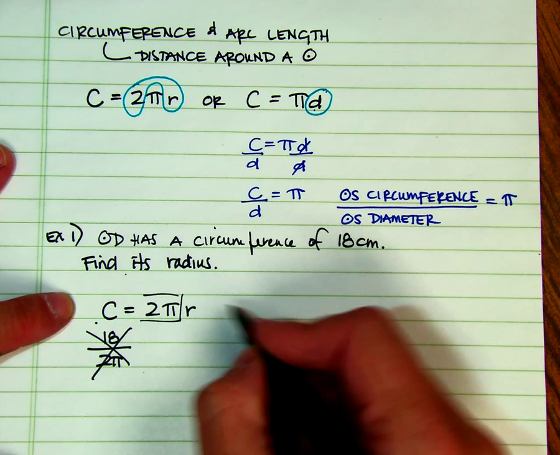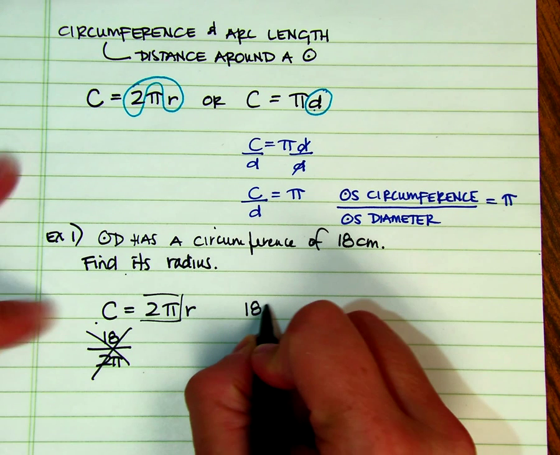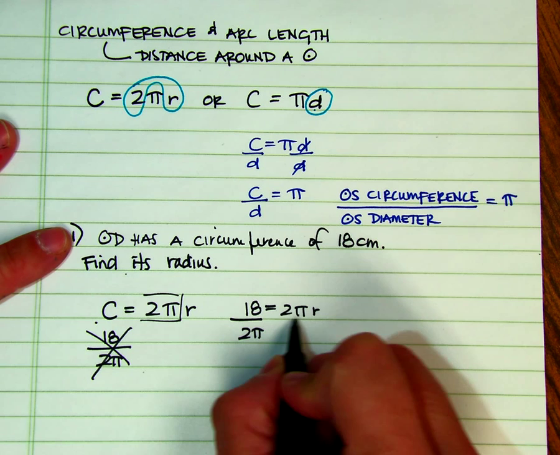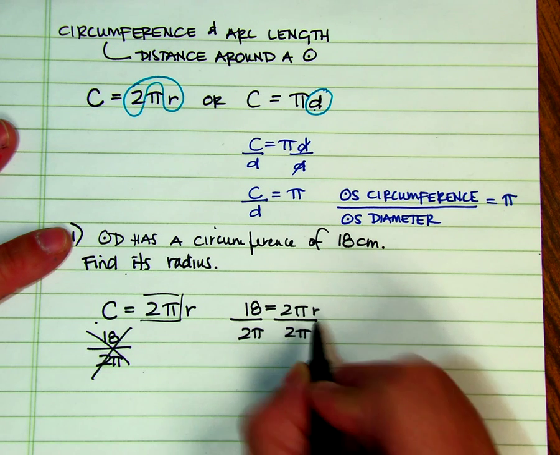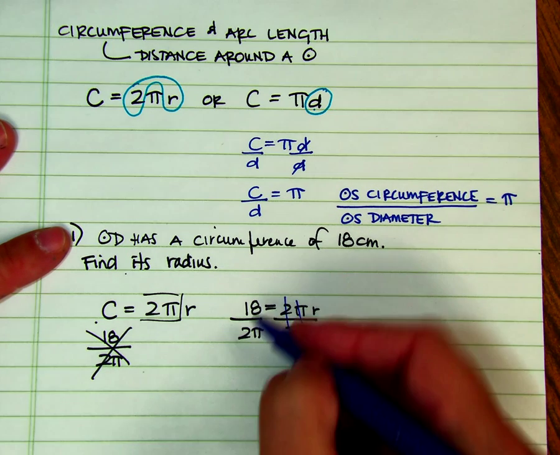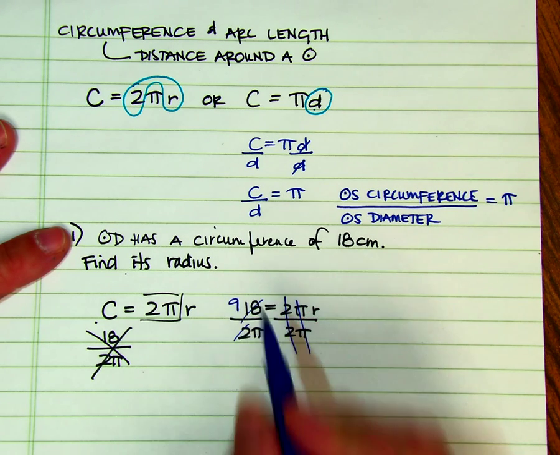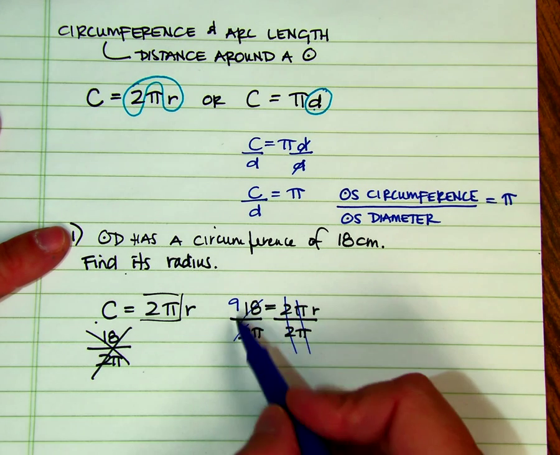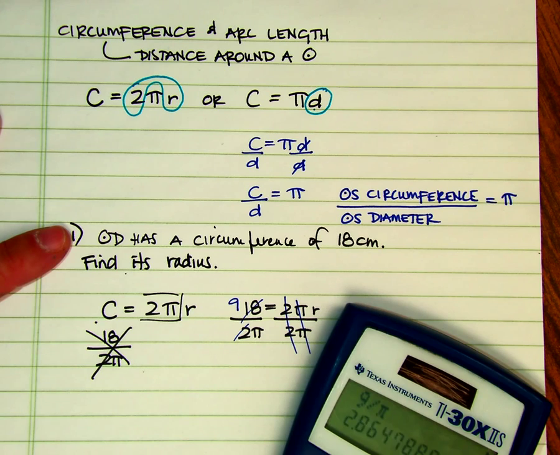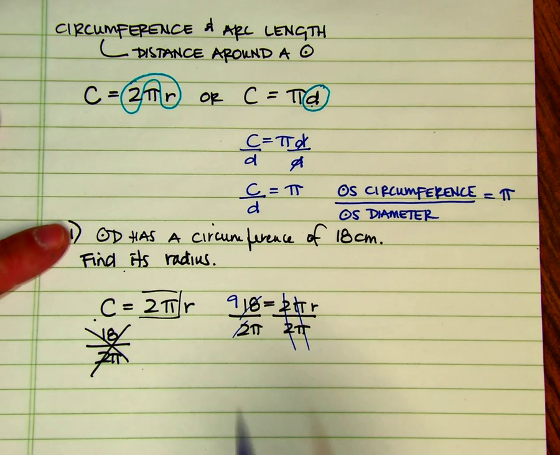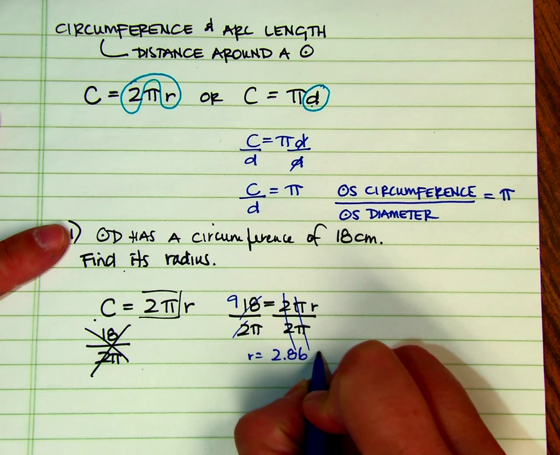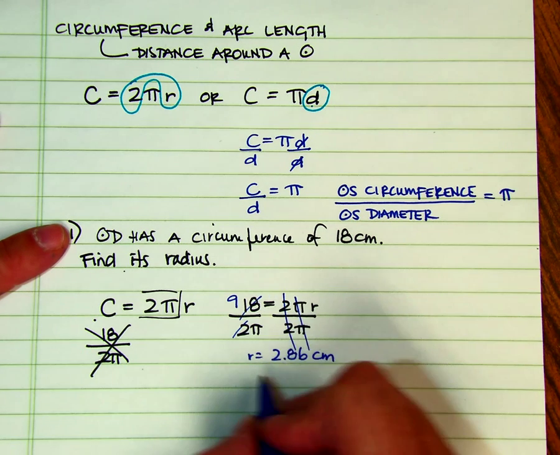Let me start that over. 18 equals 2 pi r. Divide both sides by 2 pi. The 2's cancel out, the pi's cancel out. I get a 9 there when I cross cancel, so I have 9 divided by pi, and I get 2.86. That would be centimeters, and that is rounded.